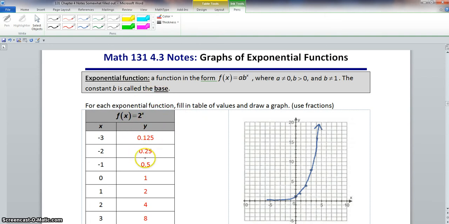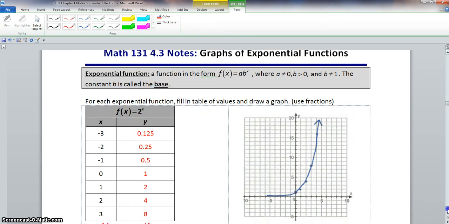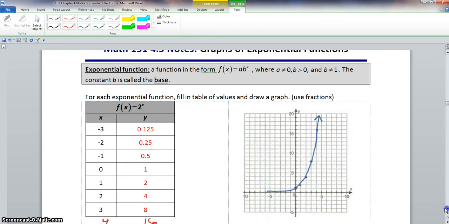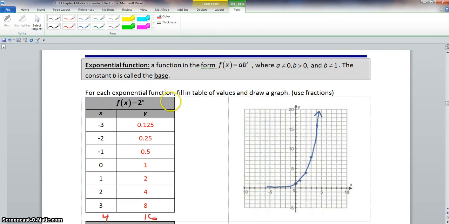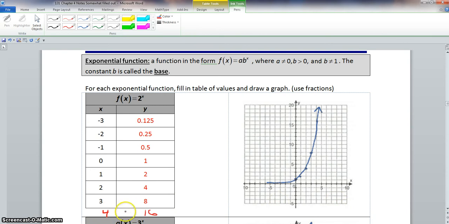Now I took the liberty of filling out the y values here. But to get these values, all you would need to do is to substitute these values in the calculator. So you would take 2 to the negative 3, 2 to the negative 2, and so on. Now I did add in another point here that you could add at the bottom. After 3, you could put 4 for x, and then your answer would be 16. Now, after you get these points here, we will plot it along this graph here.